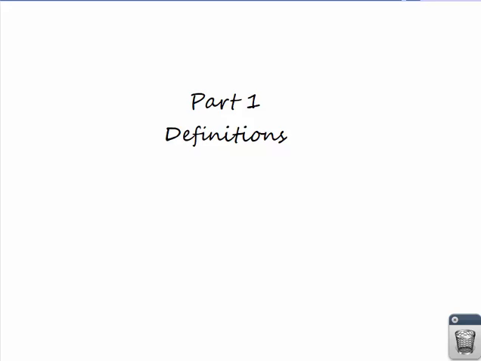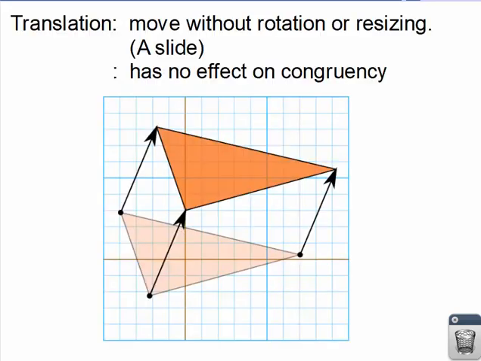So let's talk about the 4 transformations that you need to know in order to be successful in 8th grade. First one is a translation. What you need to understand is the word transformation applies to all 4 of these, and these are the 4 types of transformations you can do to a shape. The first one is translation, which means to move without rotation or resizing. We commonly call it a slide.